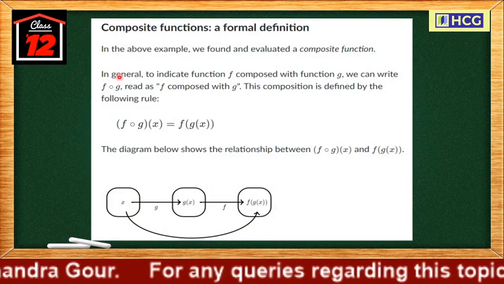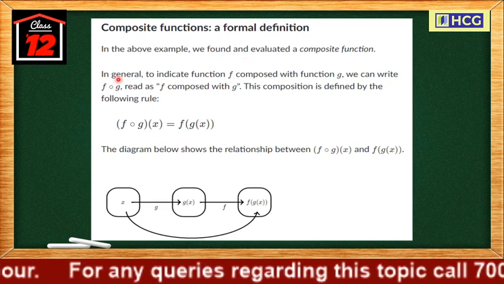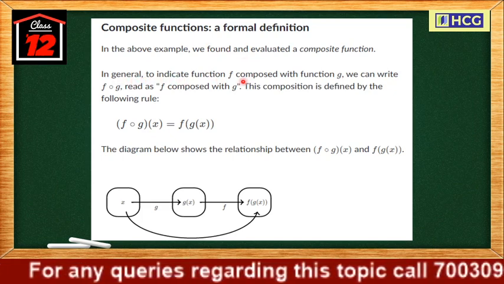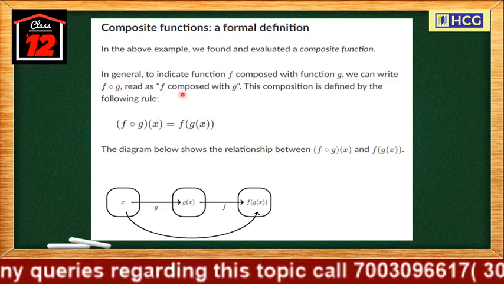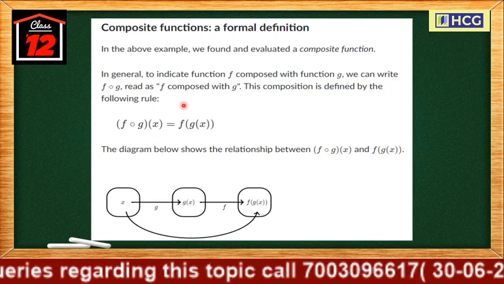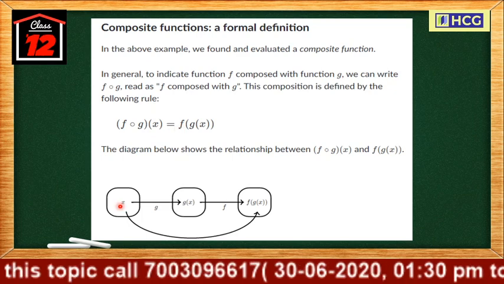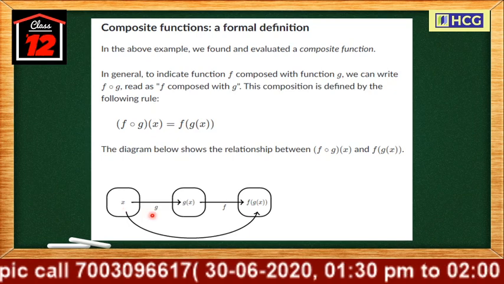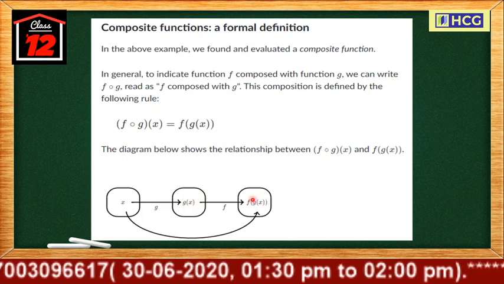Now the composition of functions. In general, a function f composed with a function g, we write f compose g, and this composition is defined by the following rule: (f compose g)(x) is equal to f(g(x)). The diagram below shows the relationship. Now x maps to g(x), and g(x) maps to f(g(x)); this is f compose g of x.